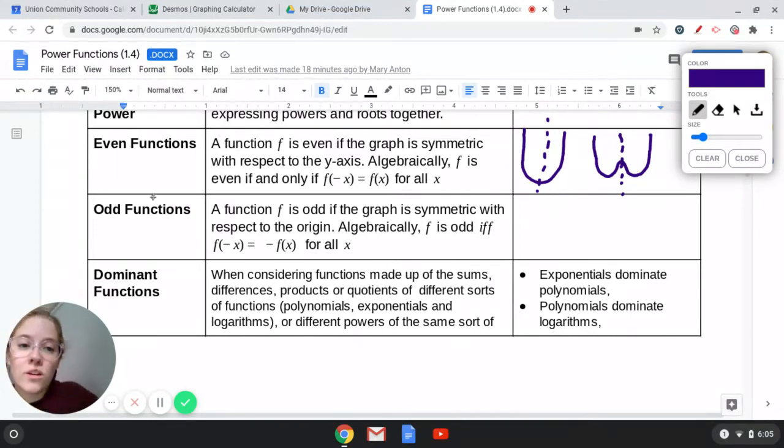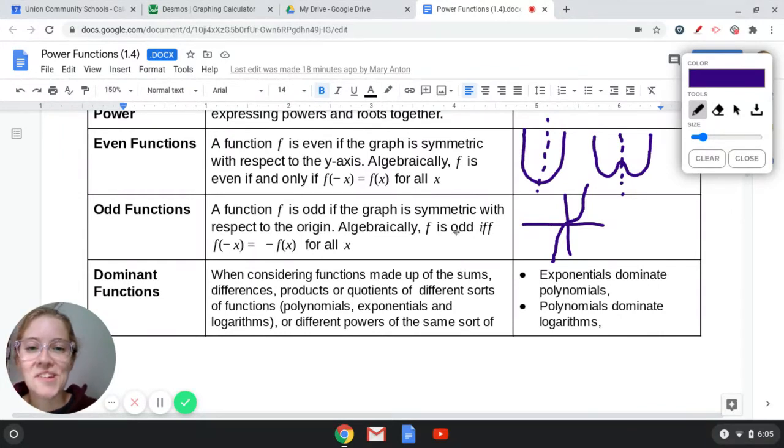Odd functions, on the other hand, are symmetric about the origin. So that'll be like your x cubed functions like that. And algebraically, a function is odd. Oh, I wrote if. IFF means if and only if. That's what up here is.